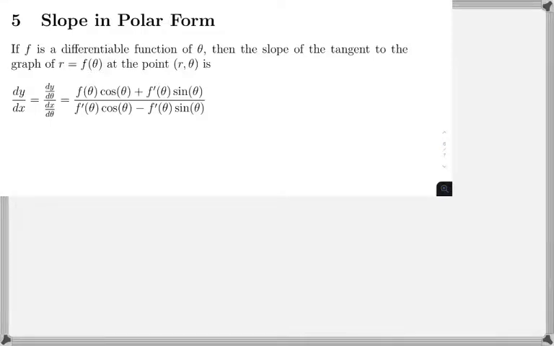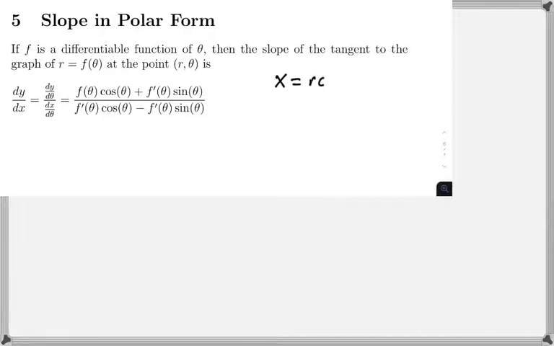Alright, this is the fourth video for section 7.3, and we're going to be looking at how to find the slope in polar form. If f is a differentiable function of theta, then the slope of the tangent to the graph r equals f of theta at the point (r, theta) is dy/dx, which is equal to (dy/d theta) over (dx/d theta), or (f of theta cosine theta plus f prime of theta sine of theta) divided by (f prime of theta cosine theta minus f of theta sine of theta). So let's see how we came about this.